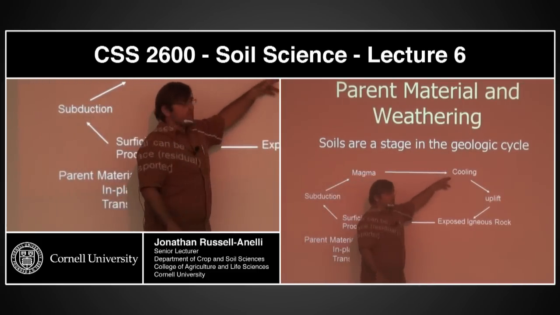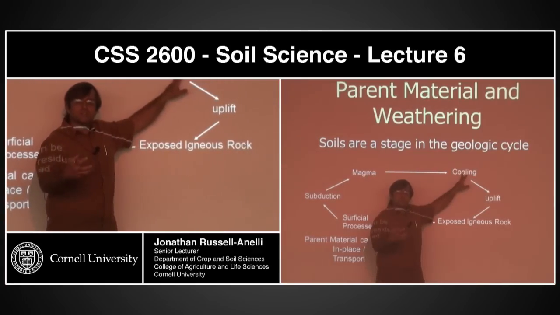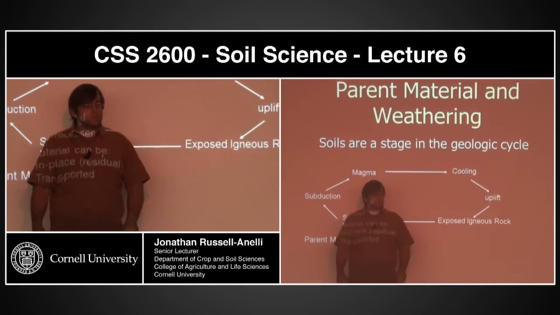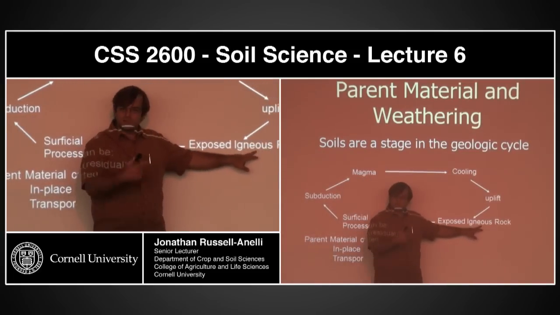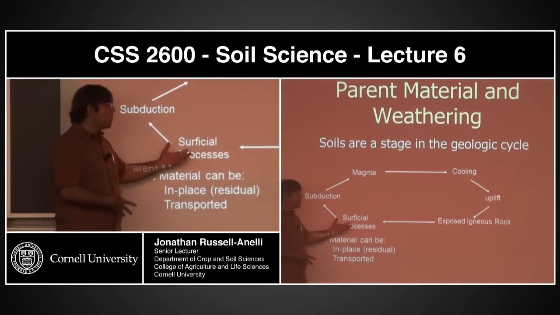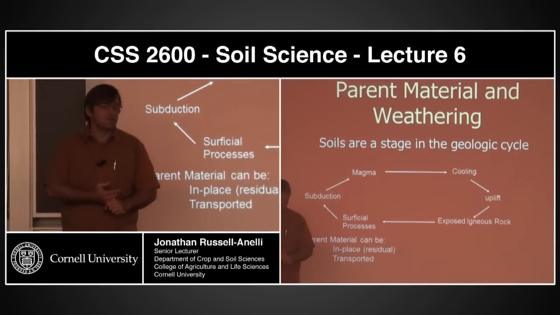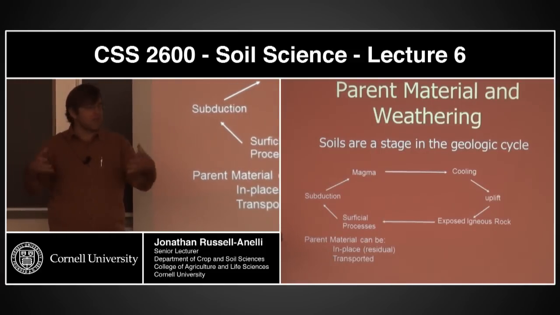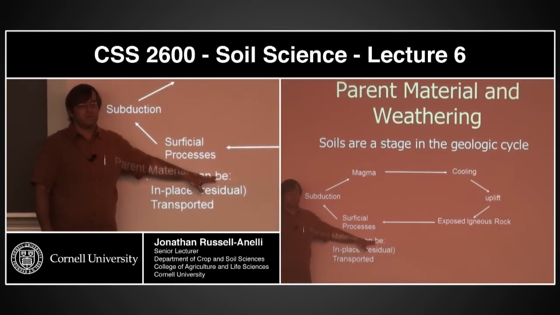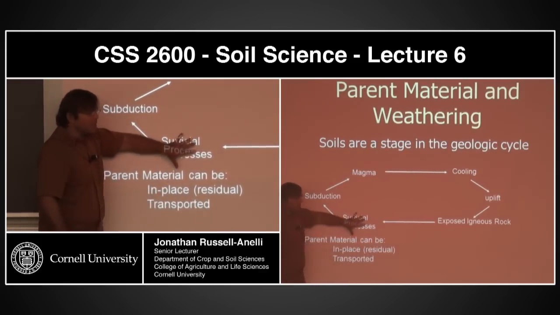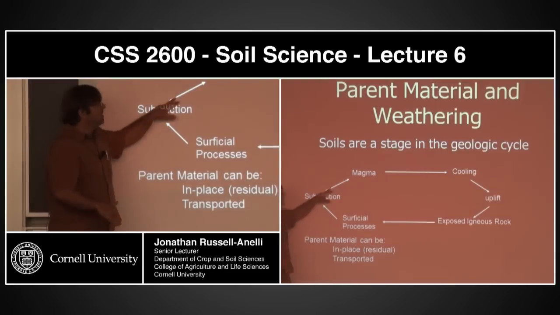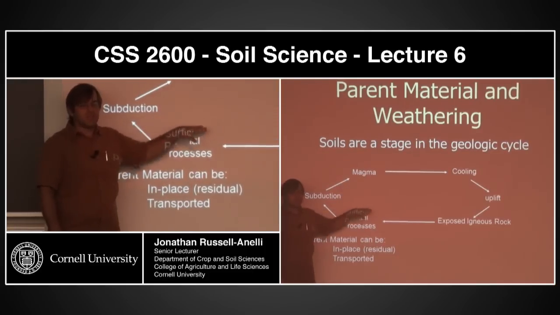As it moves up, it's going to potentially cool, and as it cools, it's going to start solidifying. This can be uplifted and ultimately exposed, and because the material came directly from the magma, we call it igneous rock, and I'll explain what this is in a moment. This igneous rock is now exposed to surficial processes: the climate, wind, all the things that are dynamic up here at the surface of the planet. This material then becomes the parent material for soil. A lot of stuff happens here, but ultimately, all of it will be subducted, put back down into the magma, and turn into magma again. It's the geologic cycle.